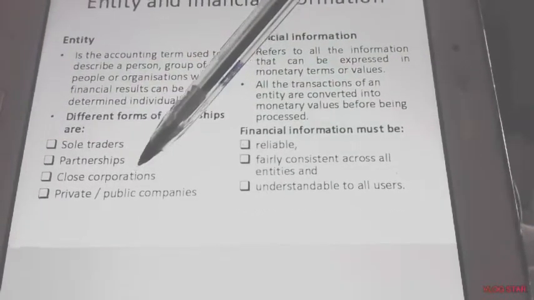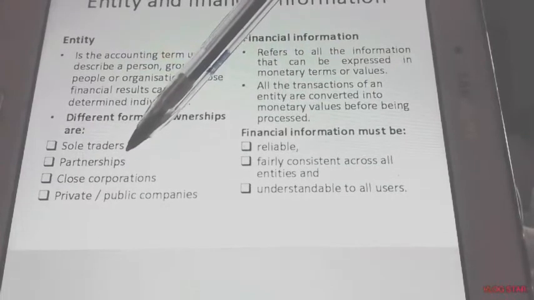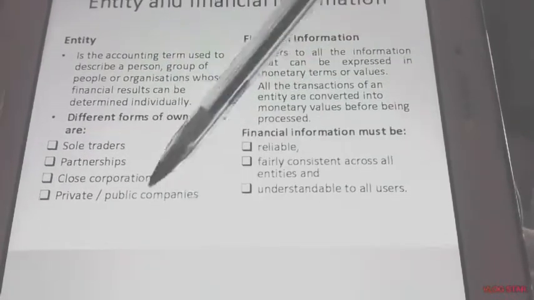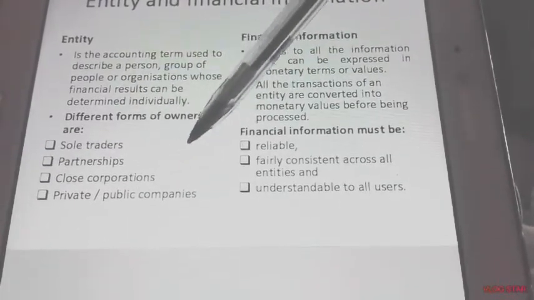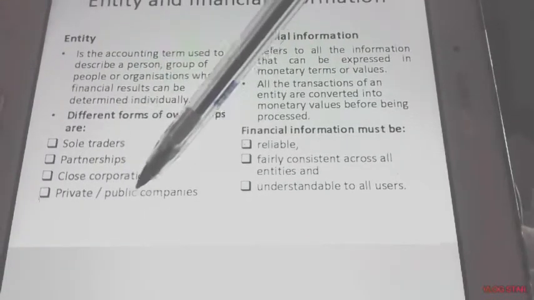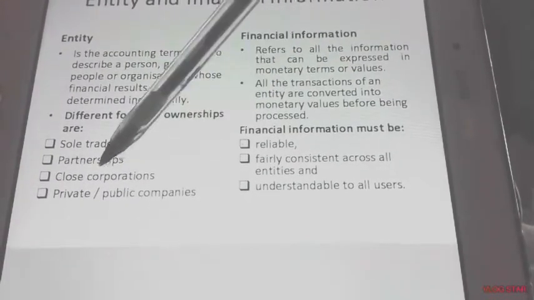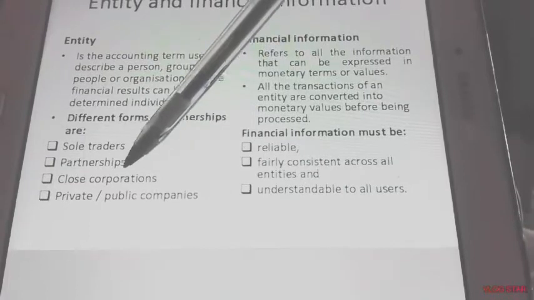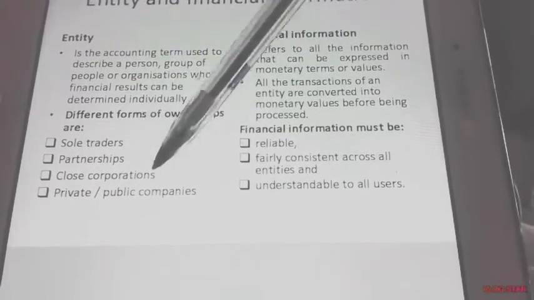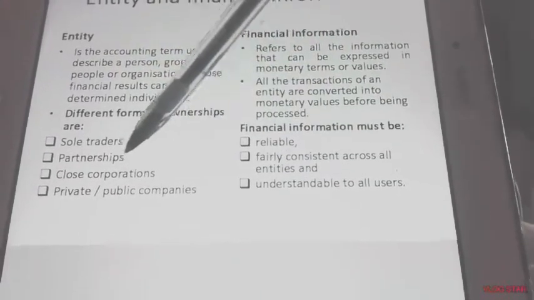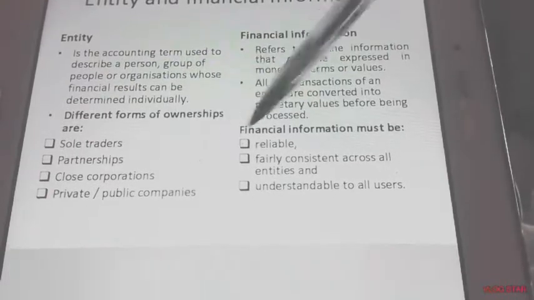We have partnerships. This is a type of business that is owned by two people. And we have close cooperation. This is a type of business that is owned by two and a maximum of 10 people. This can be family members running the business. And we have private and public companies.